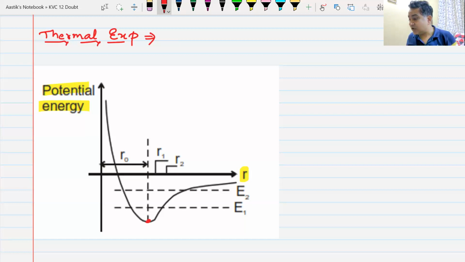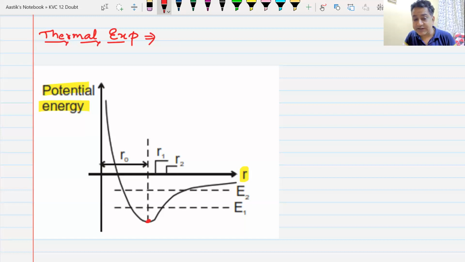Now, this thermal expansion we will study under two heads. One is the thermal expansion of solids, and the other is thermal expansion of liquids. Thermal expansion of gases will not be studied here. It will be studied in the upcoming chapter, thermodynamics, because then you will have volume expanding, volume contracting, adiabatic processes, and other things. So we will only study thermal expansion of solids and liquids.